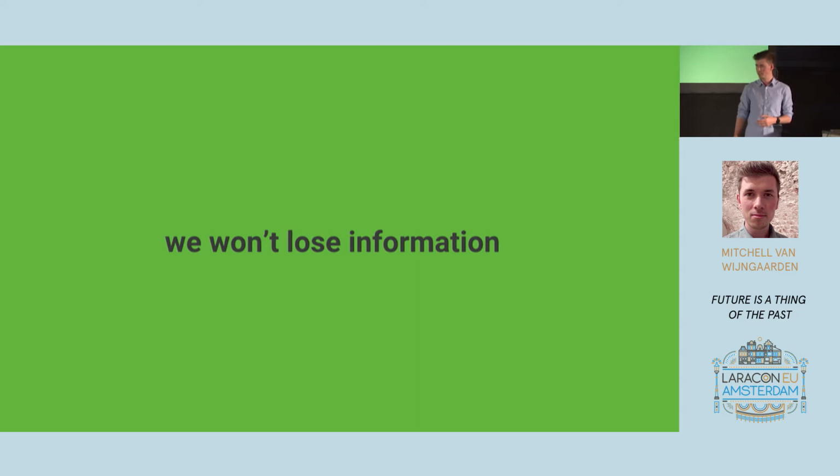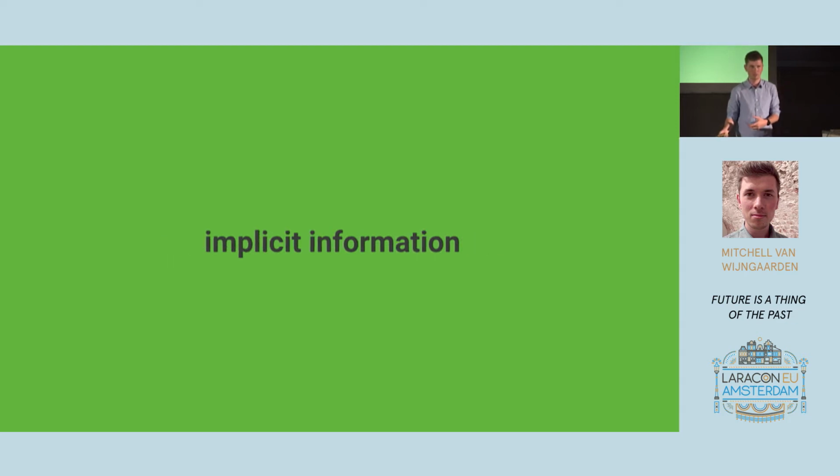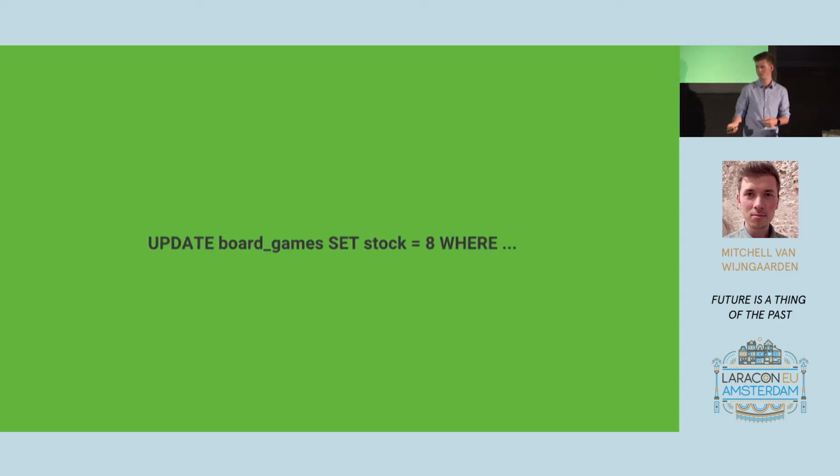But if you go back to this, there's also implicit information. Wait, I actually forgot something. So if we just have the board game stock was replenished domain event, then that is way easier to look at, and way easier to understand than looking at this update, right?